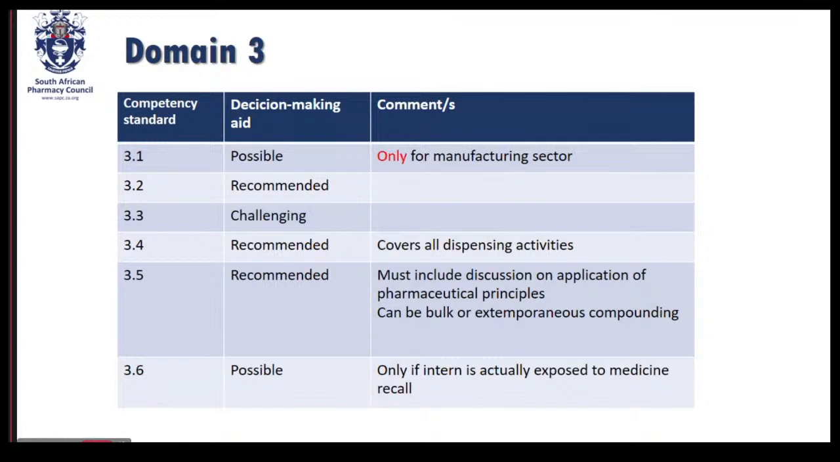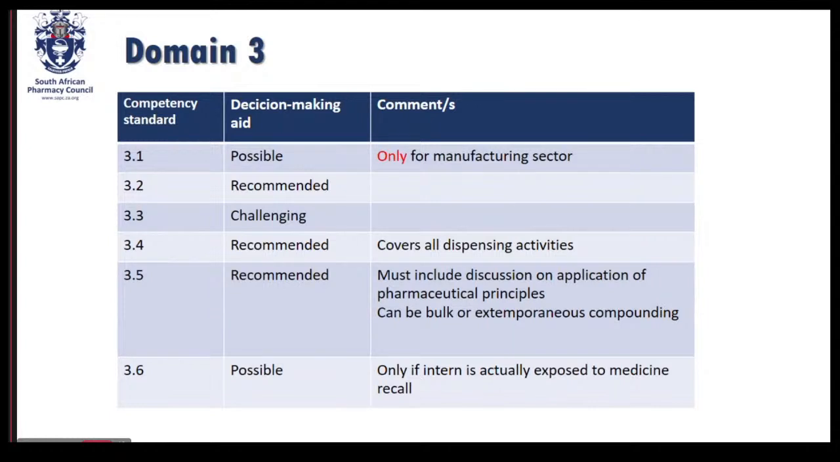Here's one which is possible, but with a caveat. 3.1, which is medicine production according to GXP. If you're in a hospital, a community pharmacy, or the academic sector, you are not allowed to do that. Because if you read the entry for that competence standard, where it asks does this apply to me, it says it applies only to pharmacists working in the manufacturing sector. So be very clear about that one. It's only for the manufacturing sector.